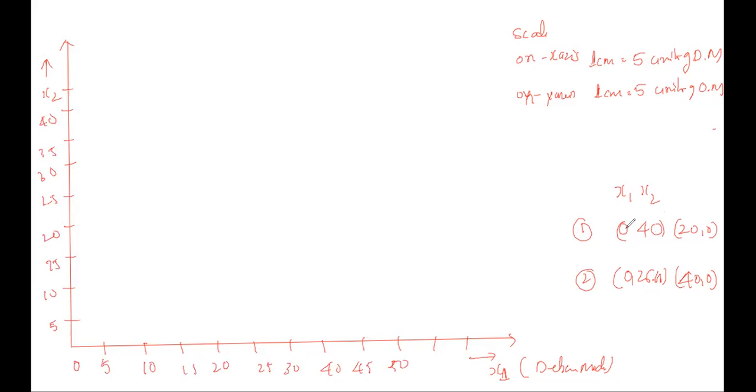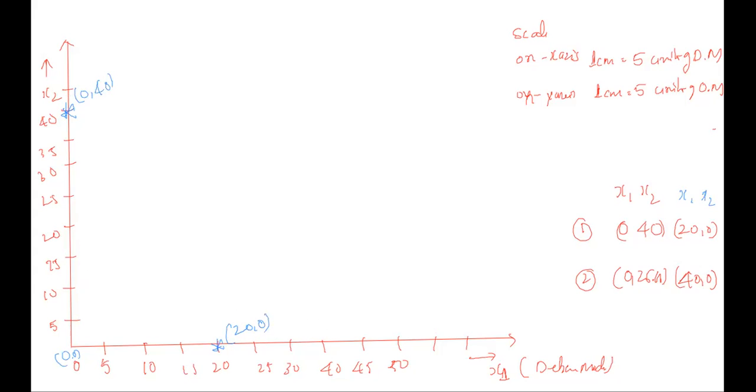Now, substitute the values. When x1 is 0, x2 is equal to 40. Here it is 40, right? This is 5, 10, 15, 20, 25, 30, 40. So when x1 is 0, x2 is 40. The point is 0, 40. Similarly, 20, 0: x2 is 0, x1 is 20. Here it is, this is 20, 0.